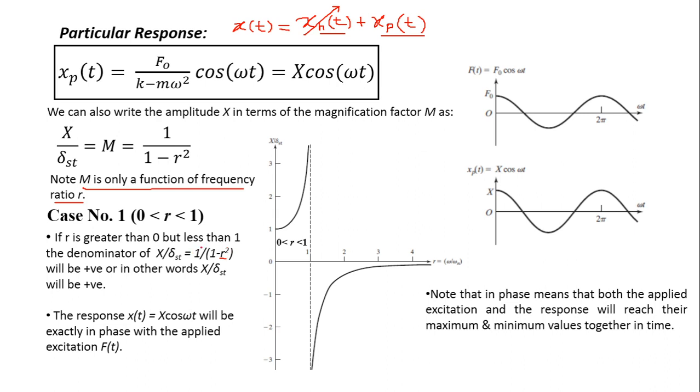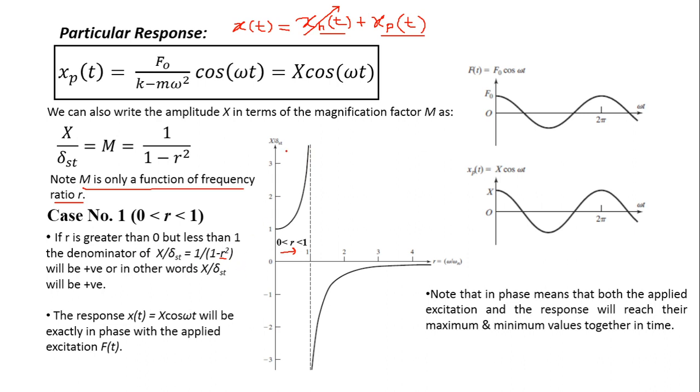So therefore this function is positive, and therefore it will be plotted in the positive quadrant. The function will be plotted in the positive quadrant, and you can see that it is actually increasing as r increases from 0, and when r reaches 1, the dimensionless amplitude, that is the magnification factor, increases to a very high value. Theoretically, it will become infinite.